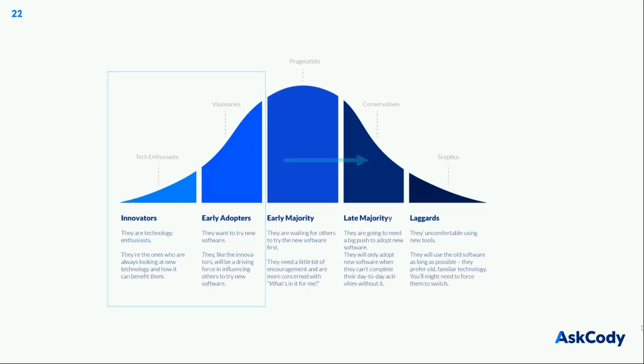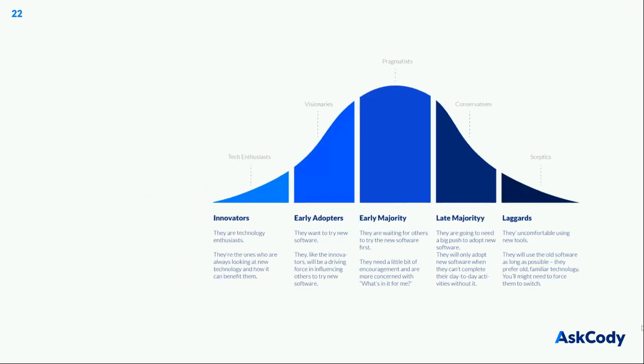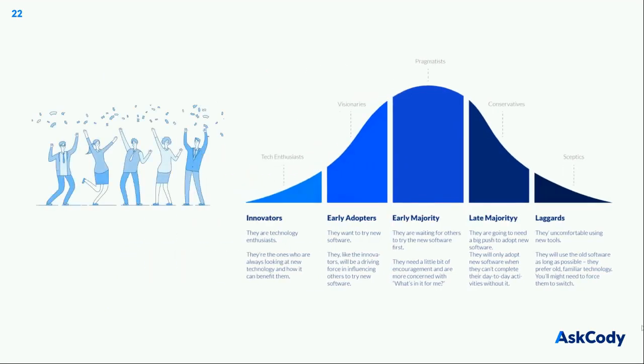Simply because the innovators and early adopters are the ones who will get the most excited about your new software being implemented in your organization. Once you have set them up as your internal AskCody champions, they will be more than happy not only to adopt it in their own daily tasks, but their enthusiasm for the platform can be used to encourage even the most resistant employees to give it a try.